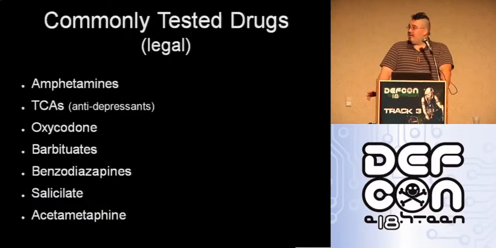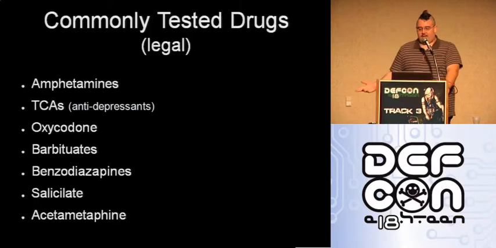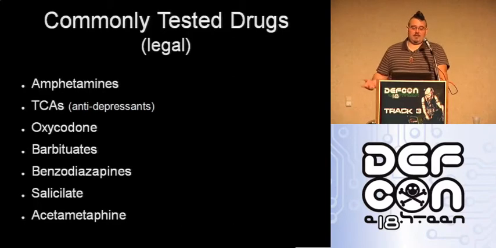Now right here I just have a couple lists of some drugs, of where they kind of stand on drug testing. Commonly tested drugs: amphetamines, TCAs, which are antidepressants, oxycodone, barbiturates, benzodiazepines, salicylate, and pseudoephedrine. The bottom two are just basic painkillers, your ibuprofen, your Tylenol, things of that nature. Amphetamines can range anywhere from methamphetamines, like say ecstasy or ice, to simple stuff like say Ritalin, or even your diet pills are going to be lumped in as amphetamines.